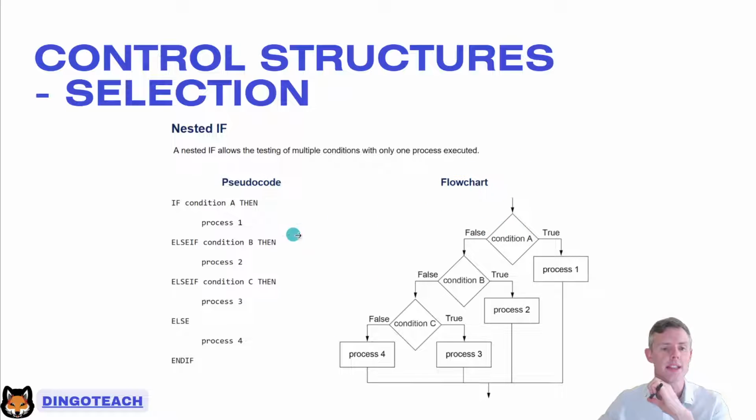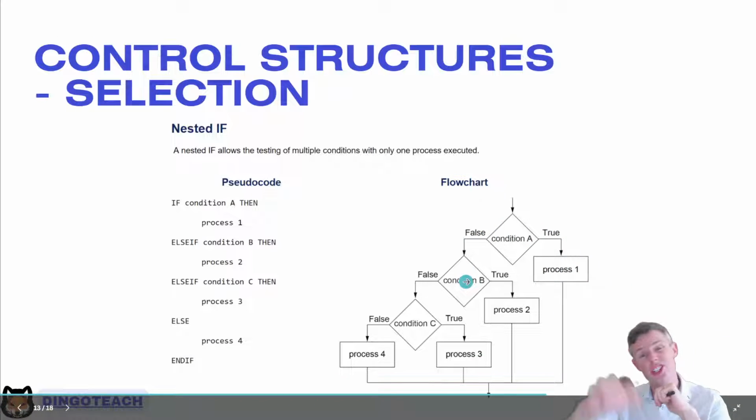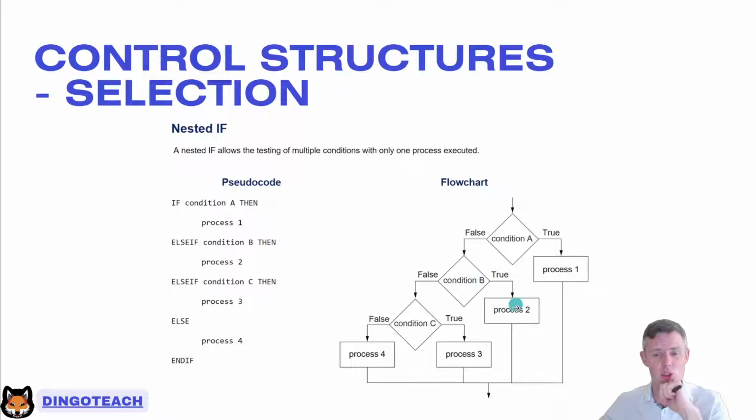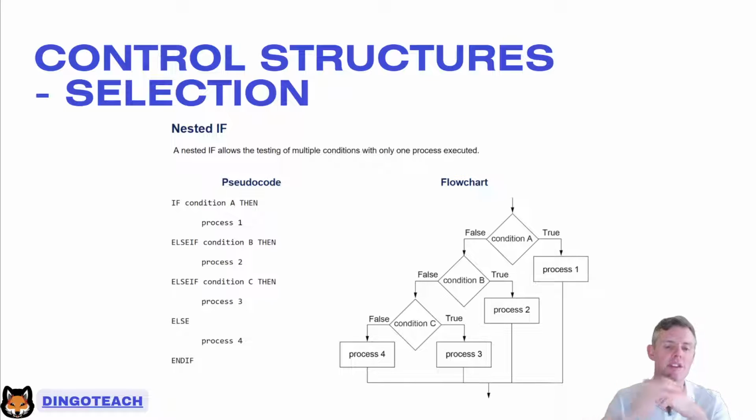And have a look at the flowchart. This is the same thing, left and right. If condition A is true, we only run process 1 and then we end. Otherwise, we're going to go check condition B. That's true. Otherwise, it's false. If condition C is true, otherwise it's false. Everything else will run process 4, and then we finish. Okay, so this is a nested if. It's a bit of a strange one.